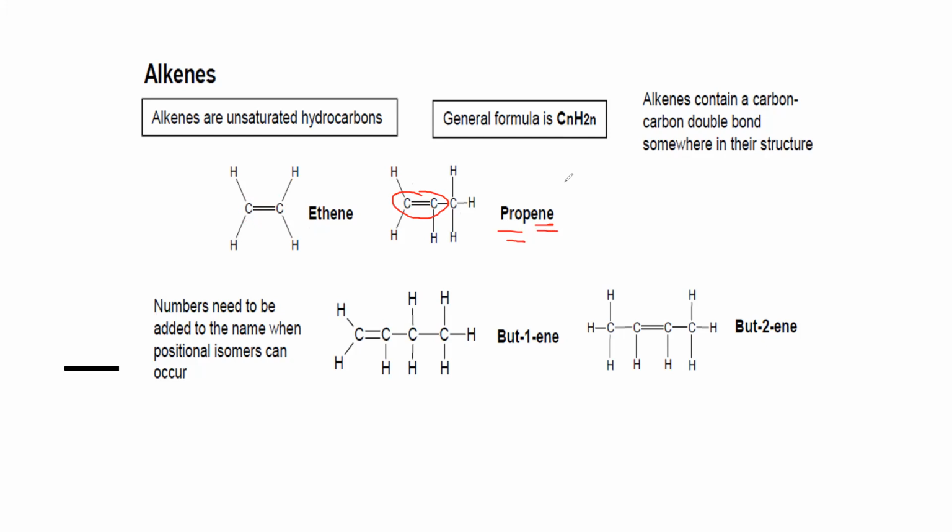The position of the double bond is also important. For example, you can see a double bond is present between the first and the second carbon. We call that but, because there are four carbon atoms. One is the position and ene is due to the double bond. When we number four carbon atoms, 1, 2, 3, 4, in the second position we have a double bond. That's why it is but, 2 is the position of the double bond, and ene. So but-1-ene and but-2-ene are structural isomers of each other.